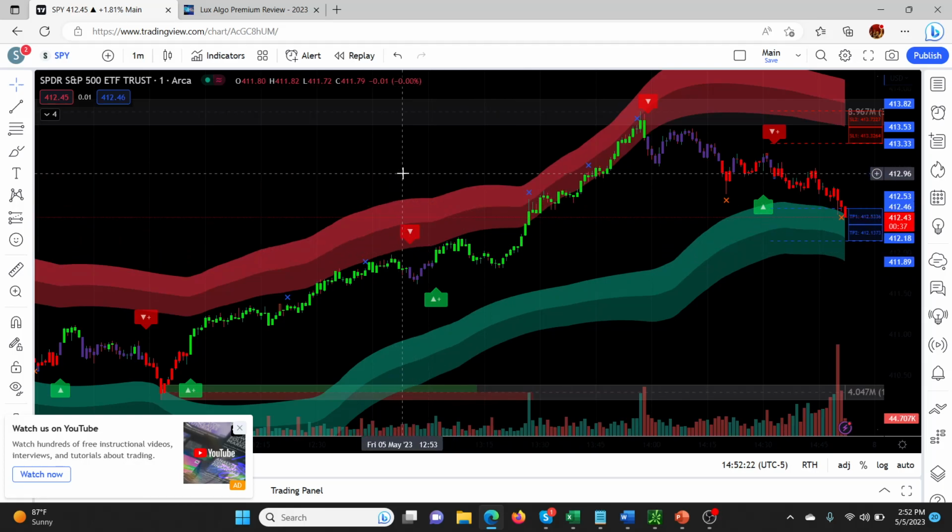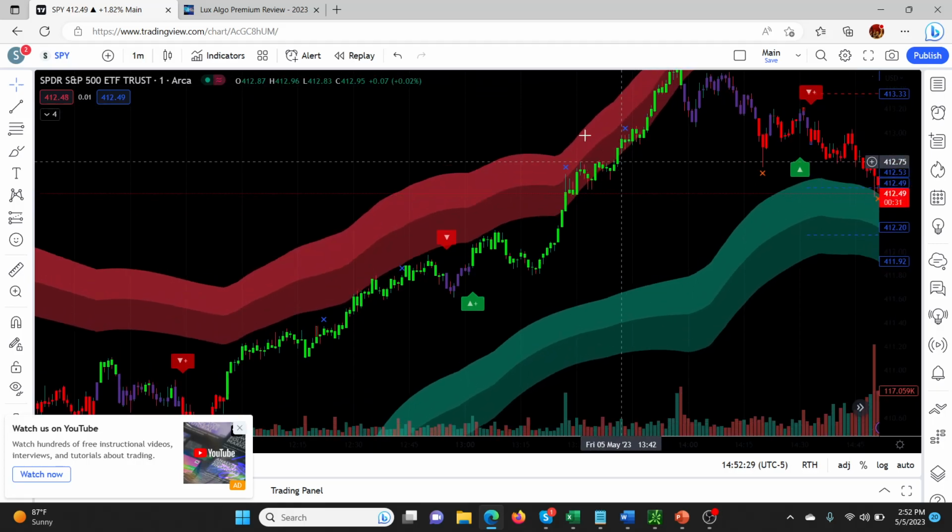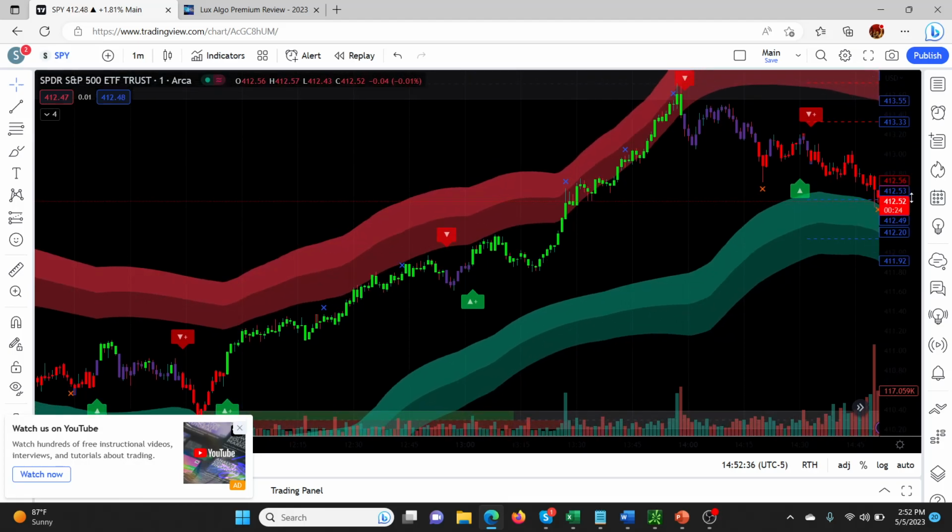So anyway, I wanted to show you today's trade that went up 50% and just talk a little bit about what I did, what options I used. So I'm basically only trading SPY with LuxAlgo. Honestly, I found that trading SPY is the easiest thing to do.